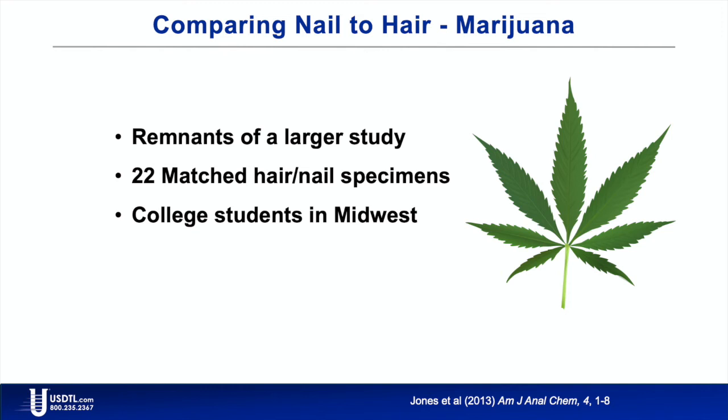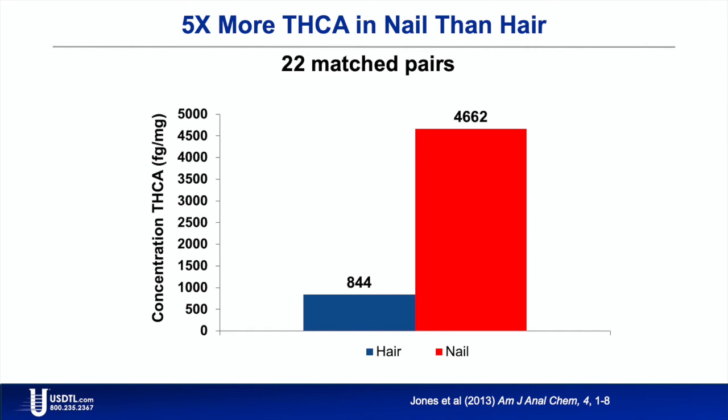And so we were able to look at a comparison of hair and nail from remnants of a larger study. We had 22 matched hair and nail specimens. These are all from college students at a university in the Midwest. And what we found was quite fascinating in that in these matched pairs, we had 5 times higher concentration of carboxy-THC in nail than in hair.